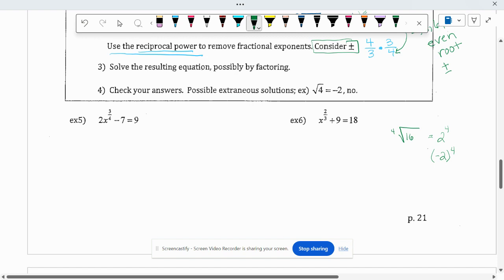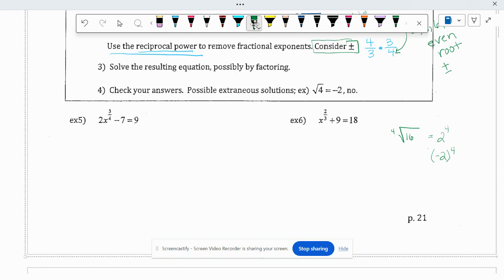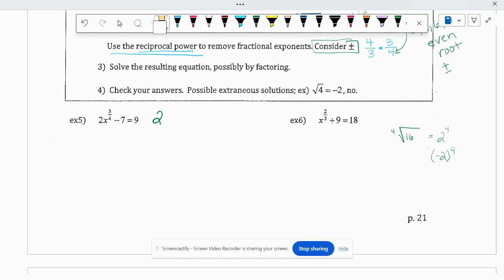Our first example, 2x to the 3/4 power minus 7 equals 9. Let's start all over again. First thing I want to do is draw my river, and we're trying to isolate the radical or the fractional exponent. So I want to add 7 to both sides. That gives me 2 times x to the 3/4 power equals 16.